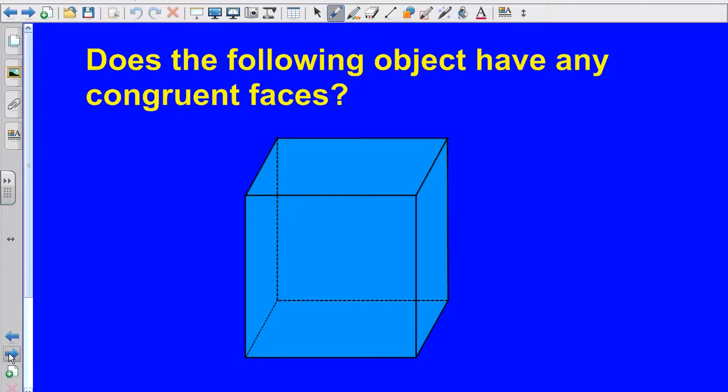You have the left-hand side right here, and this side right there. These 2 sides, they are congruent. The top is congruent with the bottom, and the front and the back are also congruent, aren't they?